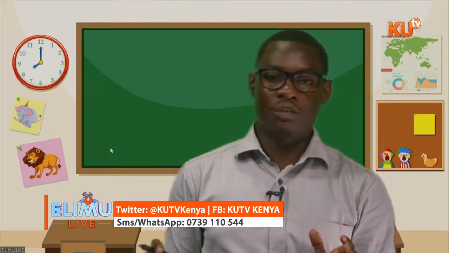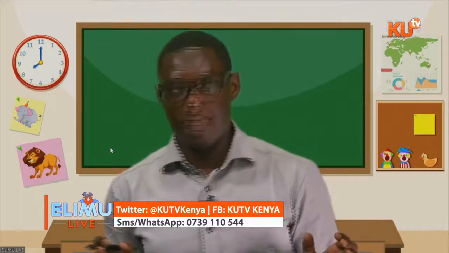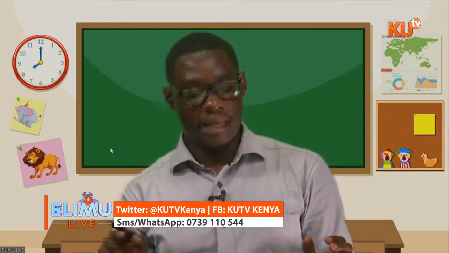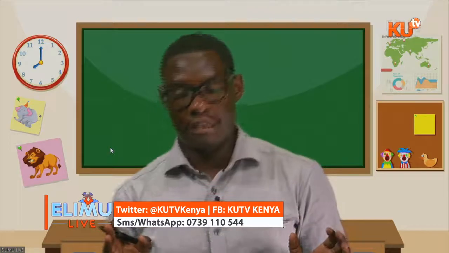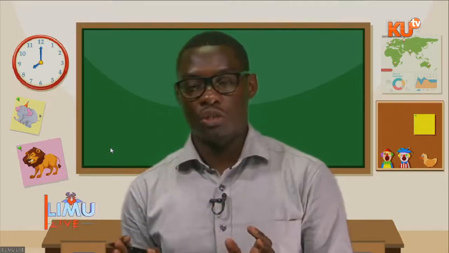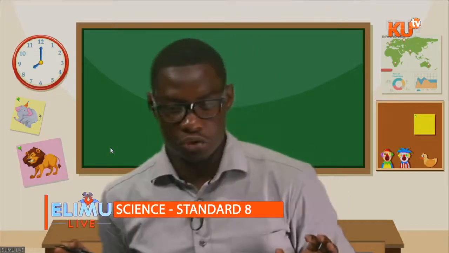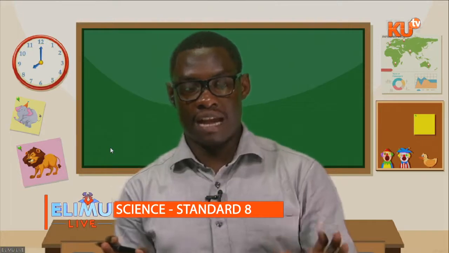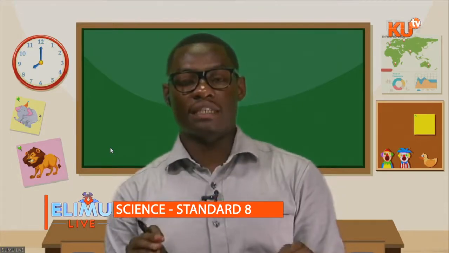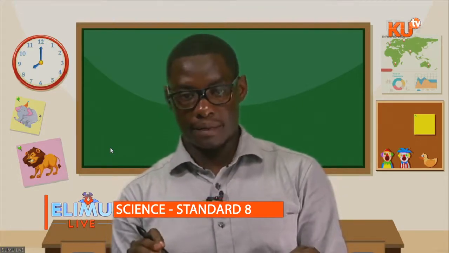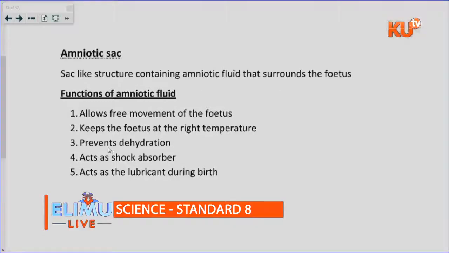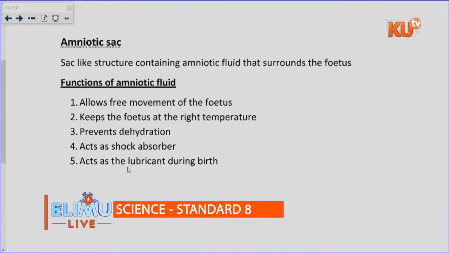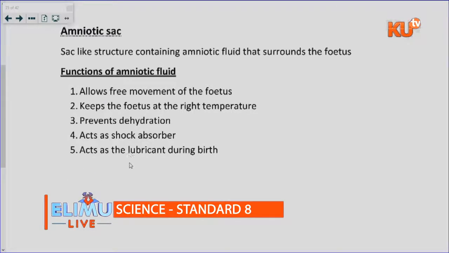It allows free movement of the fetus. The fetus can be able to turn. It prevents dehydration. It allows hydration, so it prevents dehydration, and dehydration is the drying up. It also acts as a shock absorber, and it acts as a lubricant during the process of giving birth. The process of giving birth is called parturition. So those are the functions of the amniotic fluid.